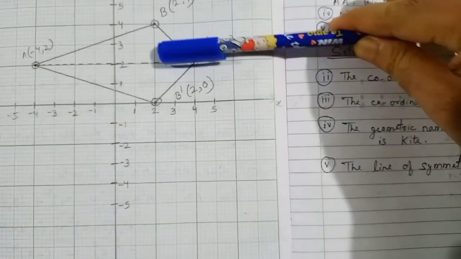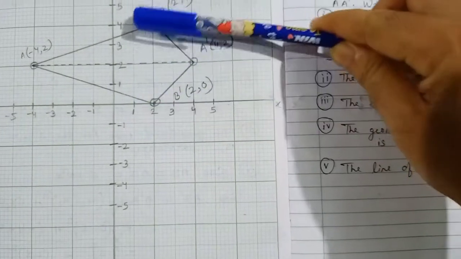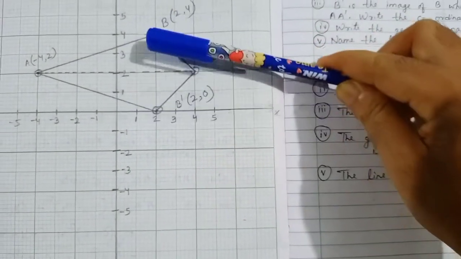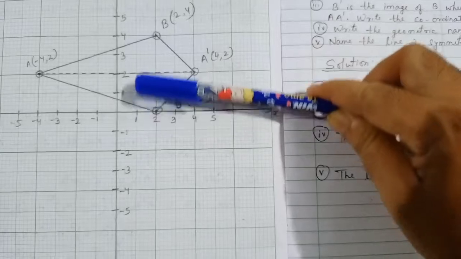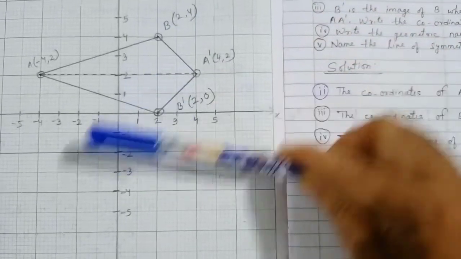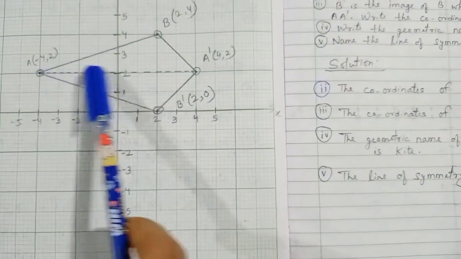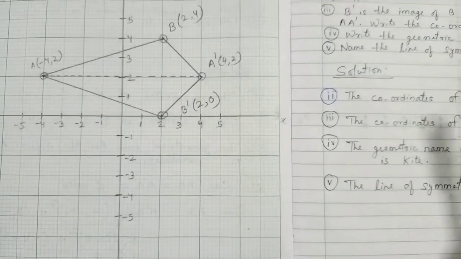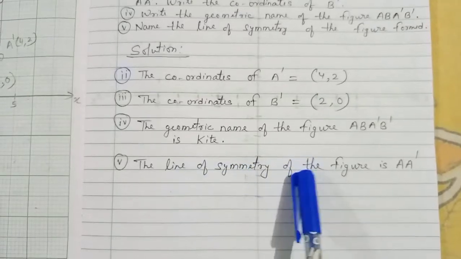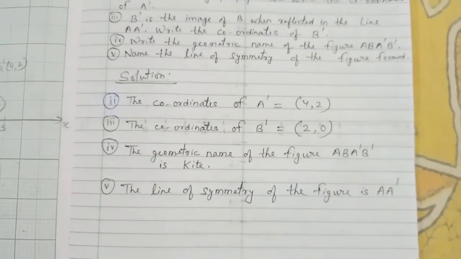You can see the upper portion and the lower portion look the same, and I can say they are equal two halves, the upper portion and lower. So who is doing this? This A dash is doing this. So I can say A dash is the line of symmetry. So the line of symmetry of the figure is A dash.